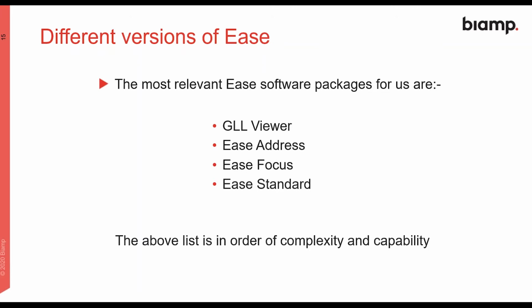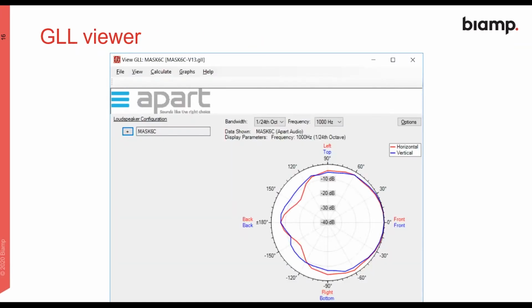So GLL Viewer is the simplest piece of software. EASE Standard is the most complex piece of software. But as I said, AFMG do have other pieces of software, but these are the ones that are most relevant to us. So GLL Viewer, this is how it looks in operation.